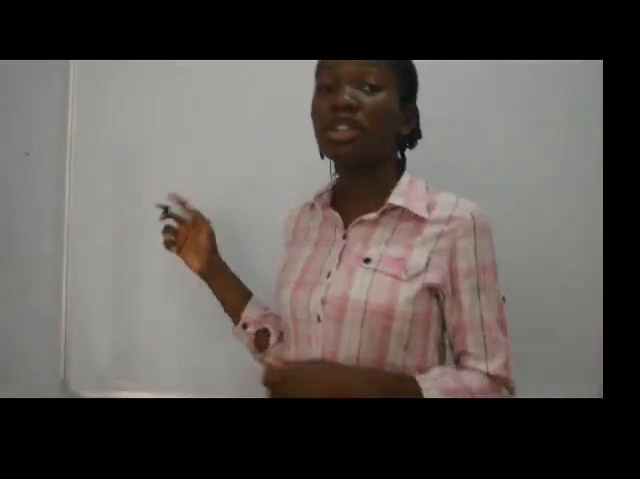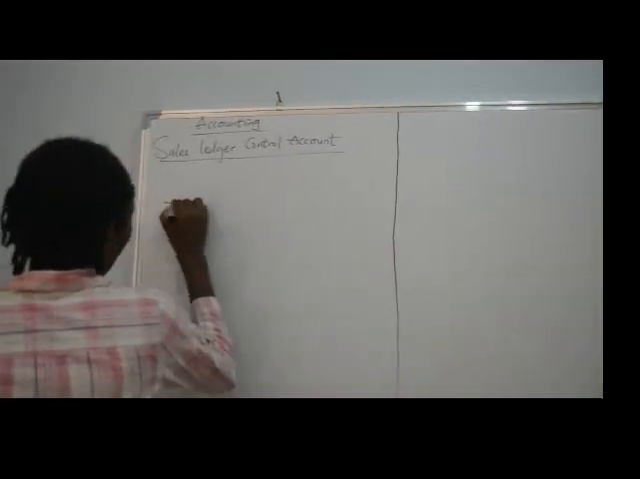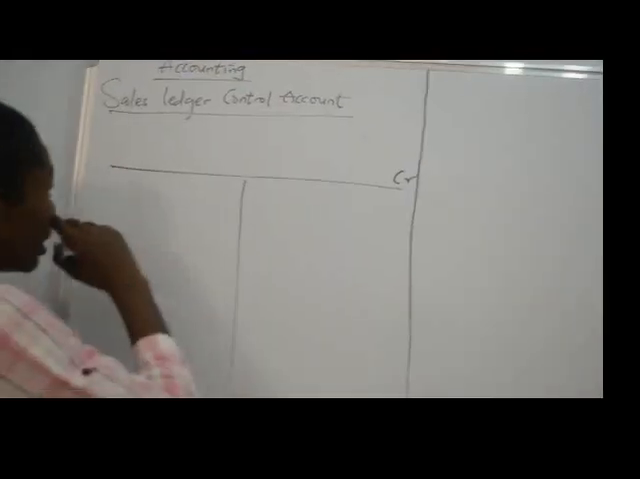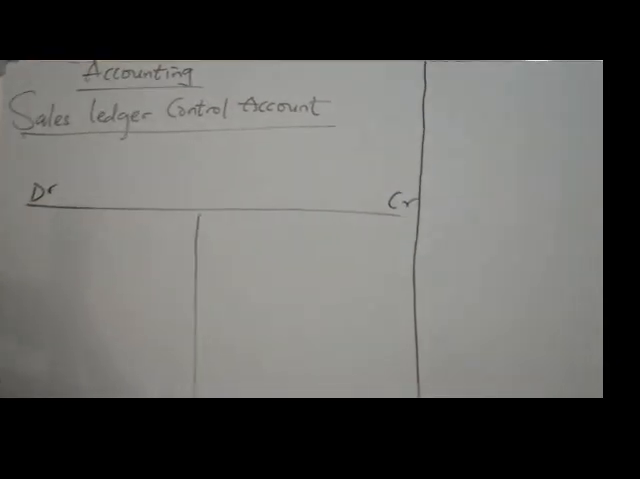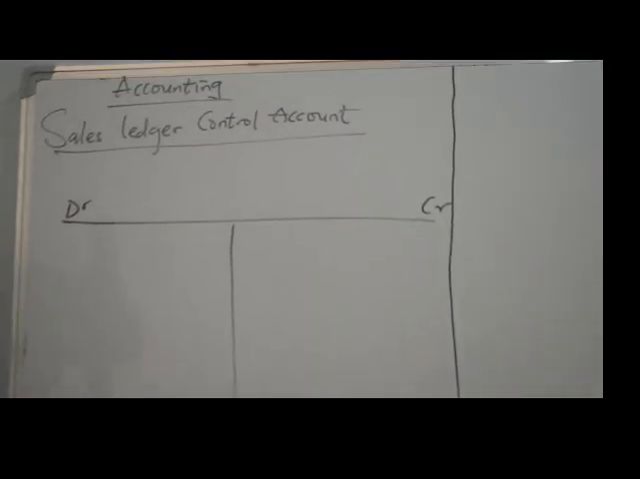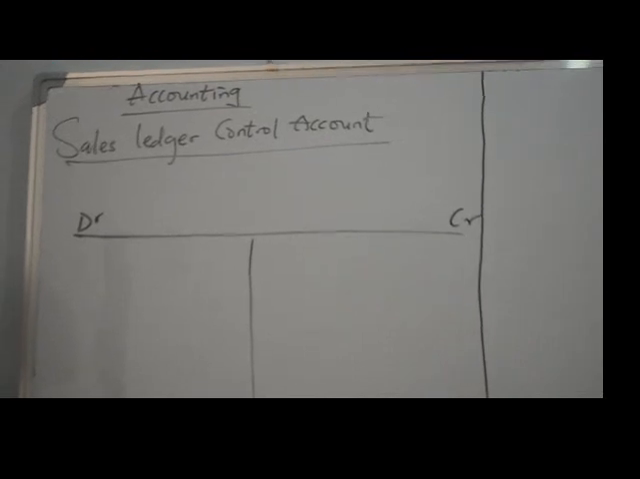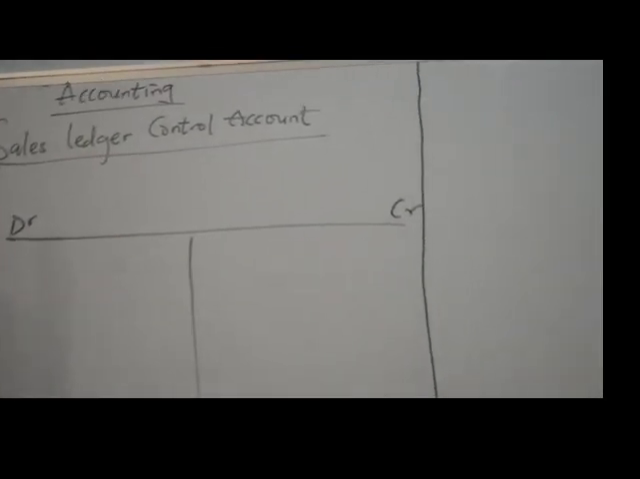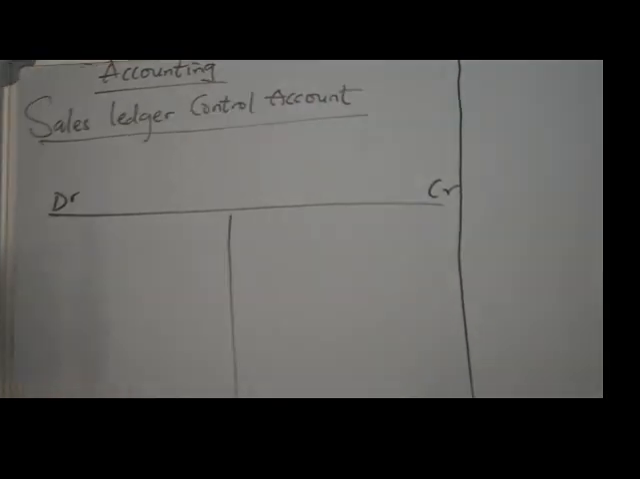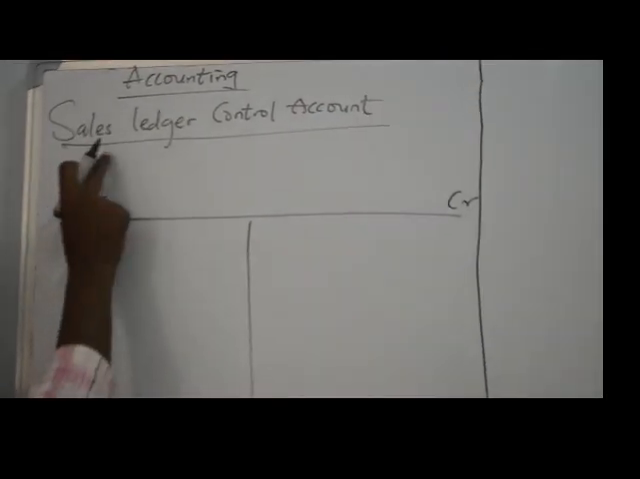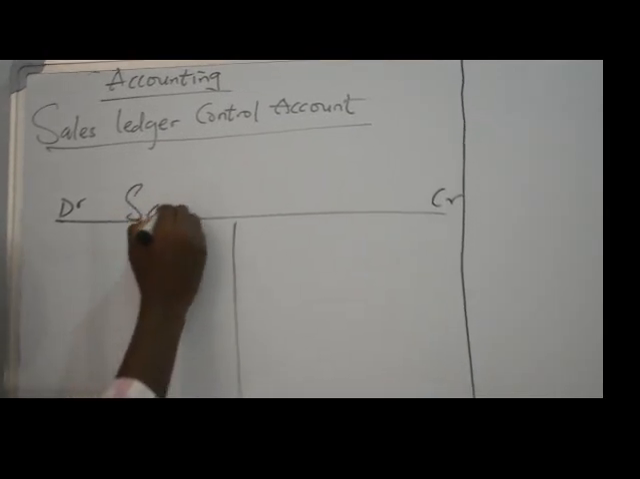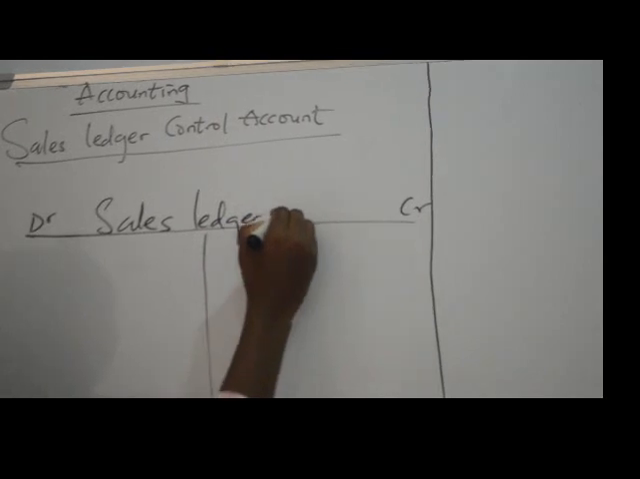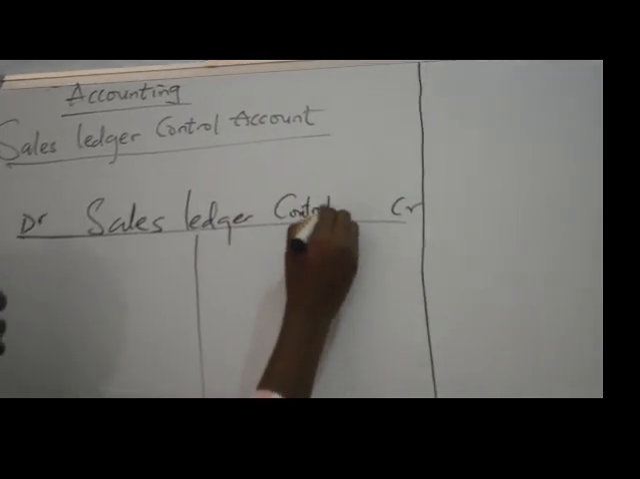So now I'll be showing us the format very quick. We have our control account. Usually in our ledger account, sales is credited. This sales ledger control account is also called your debtors control account. Your debtors or sales ledger shows your total bills receivable from your debtors. So you can call it sales ledger control account or debtors control account, but I'll be addressing this as our sales ledger control account.